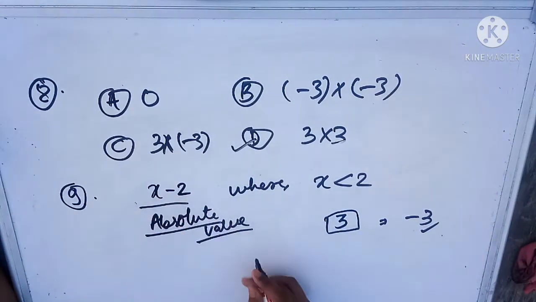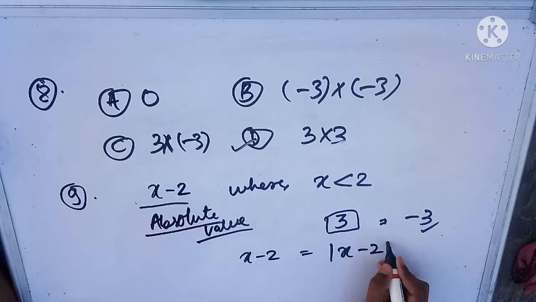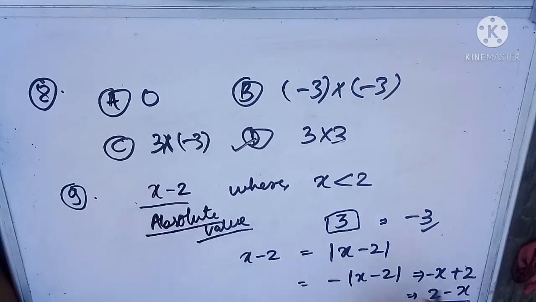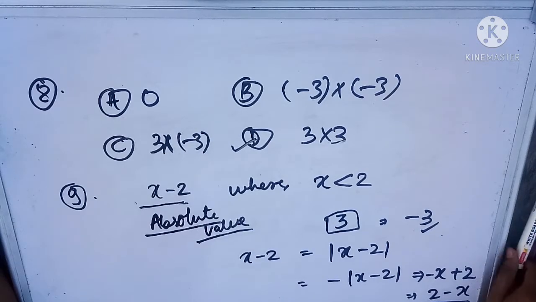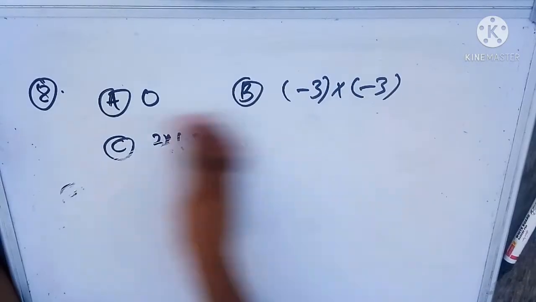Similarly, we have here x minus 2. So to change the sign, we will put mod here and then change the sign of it, and the value will be minus x plus 2, that is 2 minus x. So this is the absolute value of the number x minus 2. Moving to the next question, question number 10.